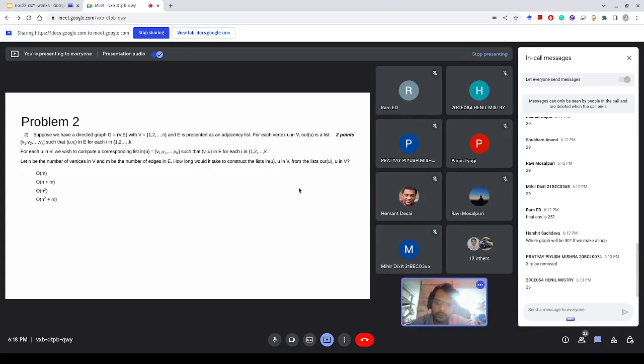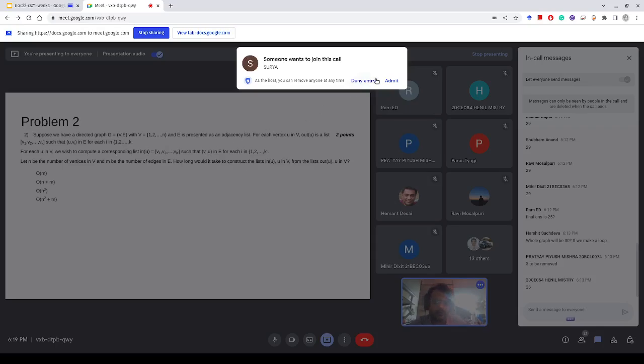If you haven't understood the question to begin with, then you should ask either in the chat or just open your mic and ask your question. It's important to understand the language of these questions, because the language itself might look a little complicated. If you're not used to this kind of language, it's better to understand it right away, because the same language will be used in quizzes, assignments and your exams. So it's better that you get a grasp on the language itself, like the mathematical notations, or words like adjacency list.